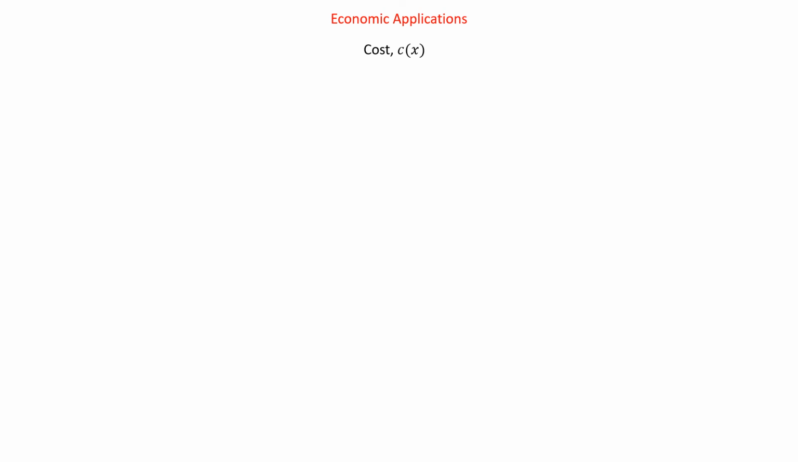So anyway, cost is C of x, revenue is R of x, that's how much money you get in. And then the profit is P of x. And profit is the revenue, how much money you get in, minus how much money it costs you to do that. So those are a couple equations, that's how they're related.